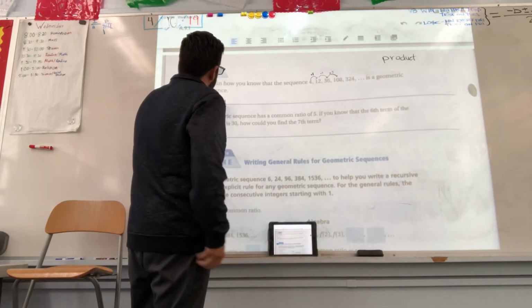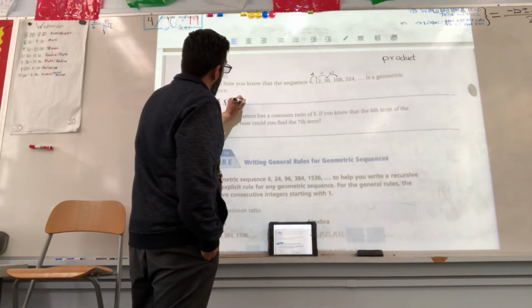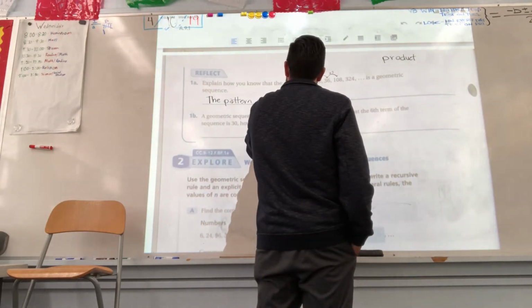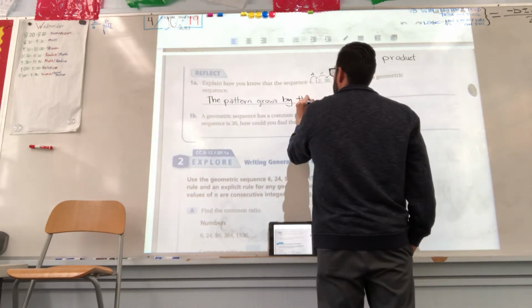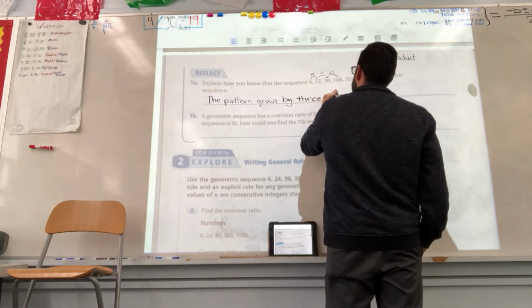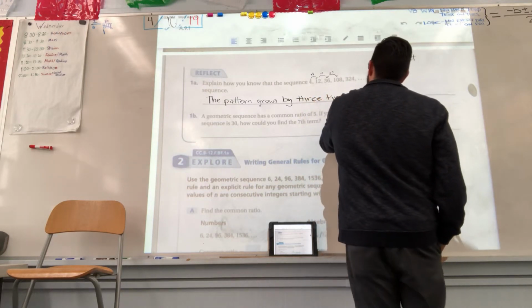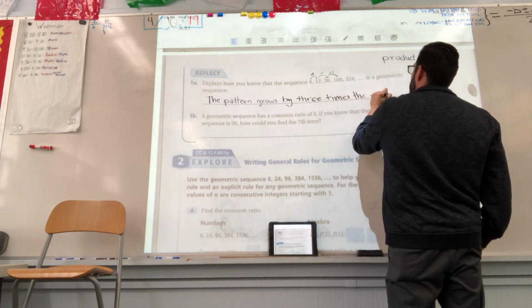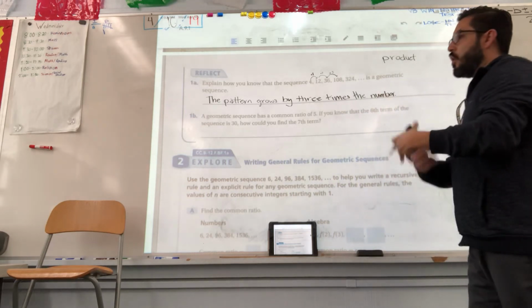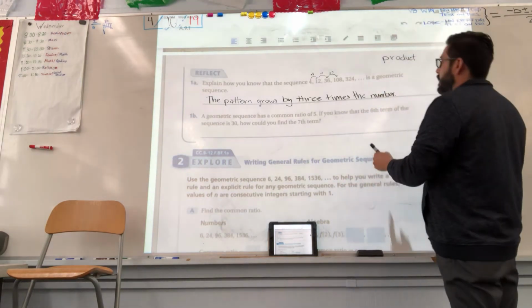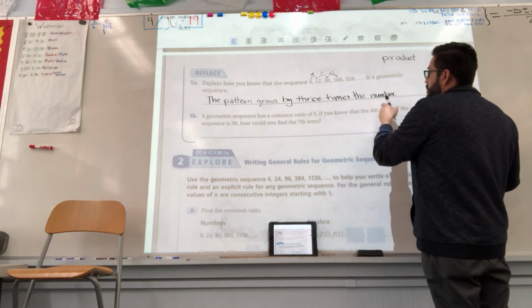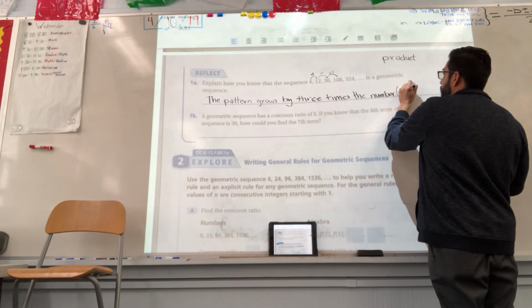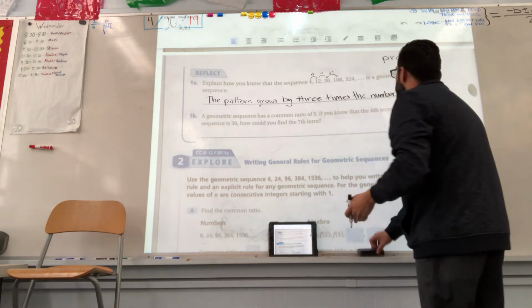And so the pattern grows by 3 times the number. Right? So it grows by the same multiple every time. 3 times the number, or 3 times n. Okay?